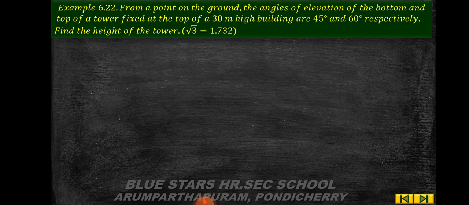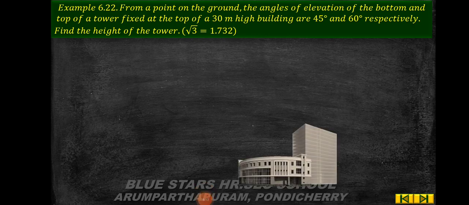Next one is example 6.22. From a point on the ground, the angles of elevation of the bottom and top of a tower fixed at the top of a 30-meter high building are 45 degree and 60 degree respectively. Find the height of the tower, and root 3 value is 1.732. Therefore, imagine the height of the building as AB, that is 30 meter.